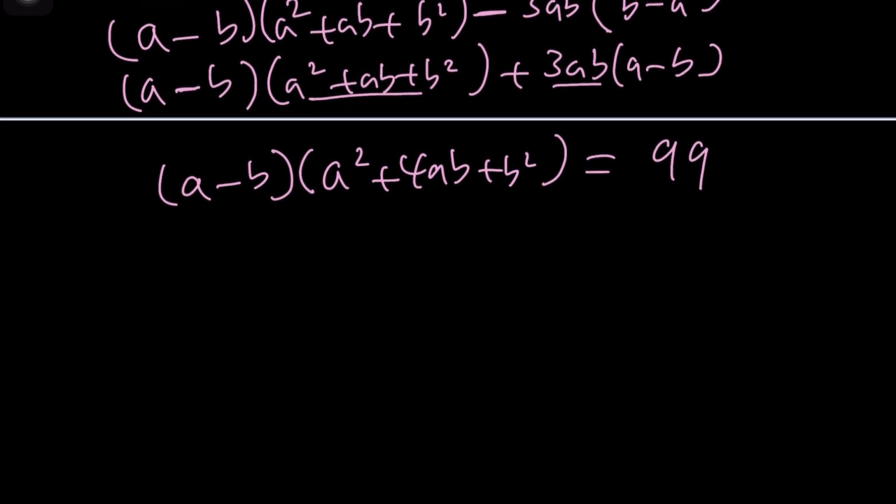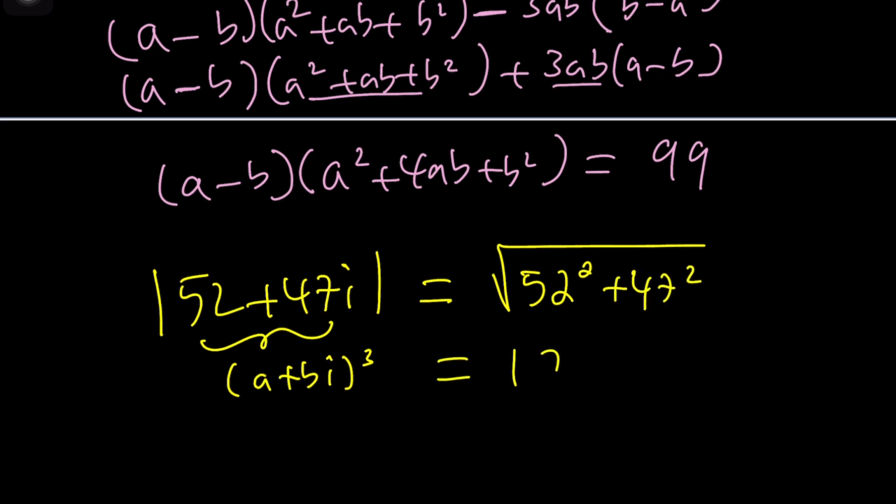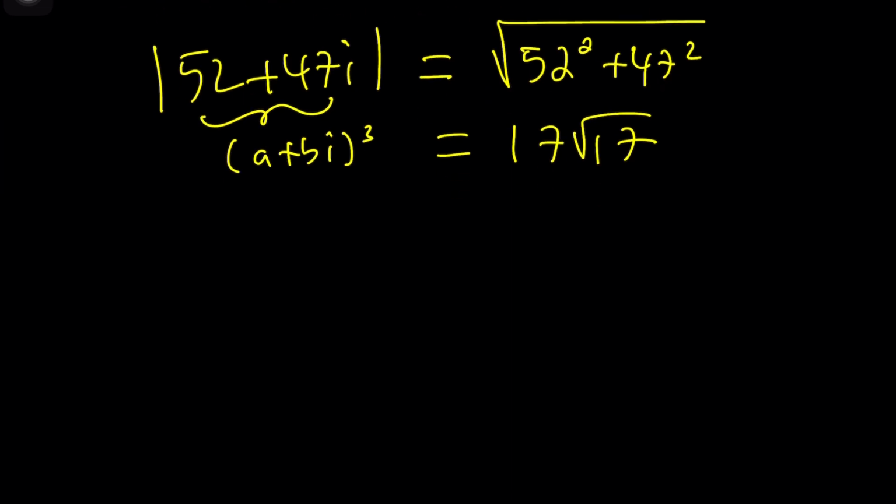So here's what it is. If you think about the absolute value of this number, which is the cube, right? You're going to realize this is a plus bi to the third power. You're going to find out that the square root of 52 squared plus 47 squared, after you simplify this, you're going to find 17 root 17. Trust me on that because I did the calculations for you.